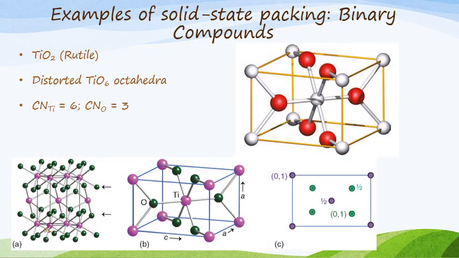This example is for titanium dioxide, the rutile structure. It's a distorted TiO6 octahedra. So in this instance, I'm going to use this top diagram to give you some idea of what you can see. So the center atom is the titanium and the red atom is the oxygen. In the bottom diagram here, it's just indicated differently, where the titanium is given in purple and the oxygens are given in green.